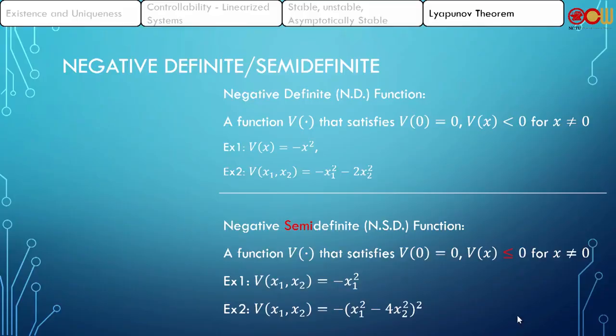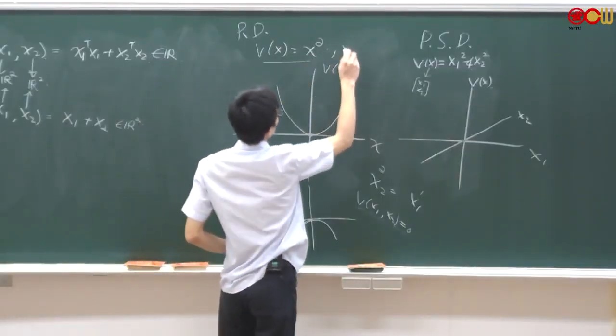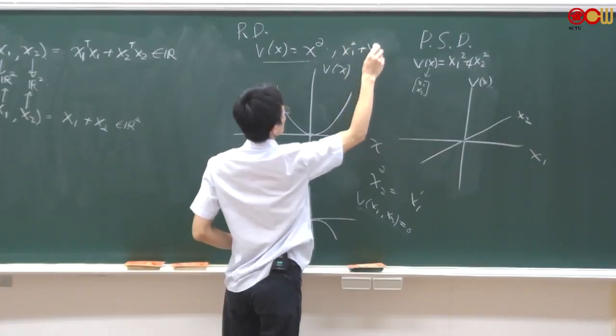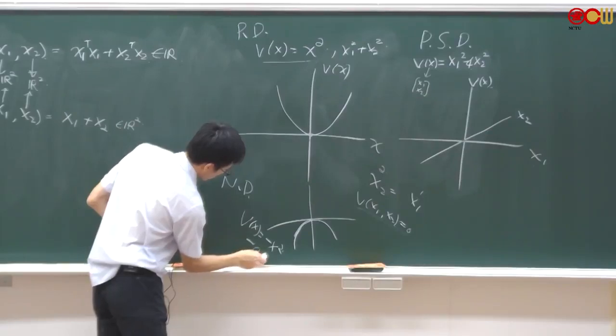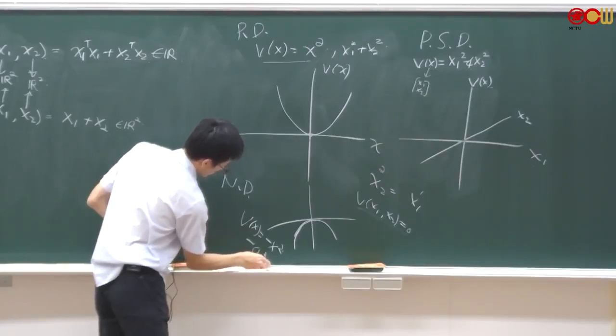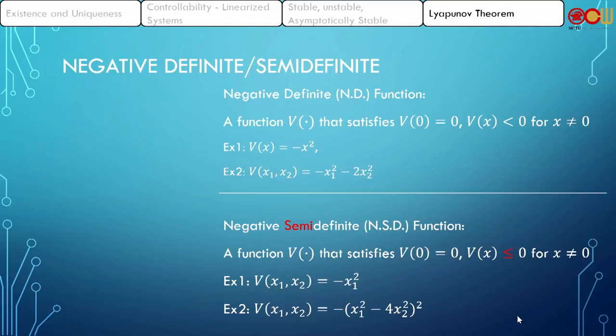Okay, with minus, you just add one more minus. Here is x squared minus x squared. And these functions could also be PD, right? And if you add minus in front of this x1 plus x2, it will be negative definite. And for negative semi-definite, the condition could be 0 for x not equal to 0. Not only one argument can lead to a 0 value of V.